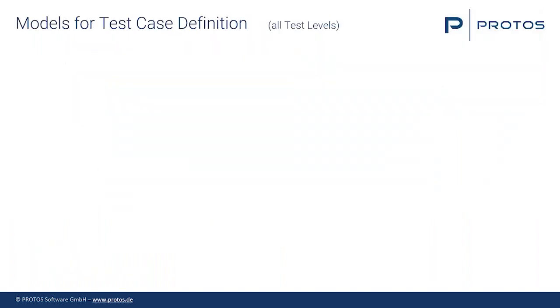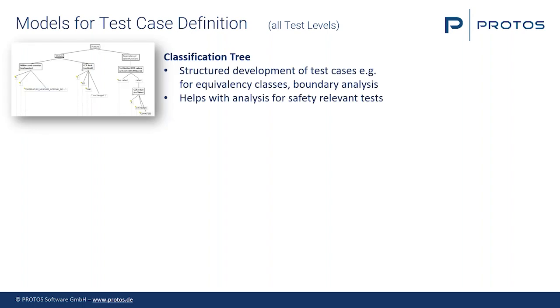Now let's have a look at types of models for test case definition. So we need test case definition, we need environment simulations or stubs and mocks and so on. So typical models for test case definition are a classification tree, for example. It's a very structured approach to generate or to develop test cases for equivalency classes, boundary analysis, and so on. It helps a lot with analysis for safety and safety relevant software.